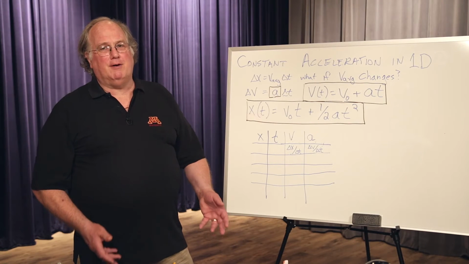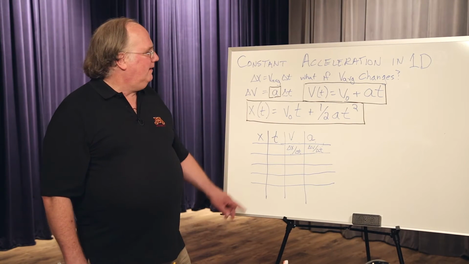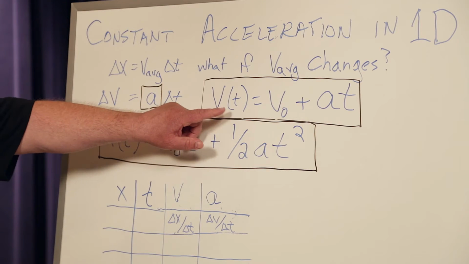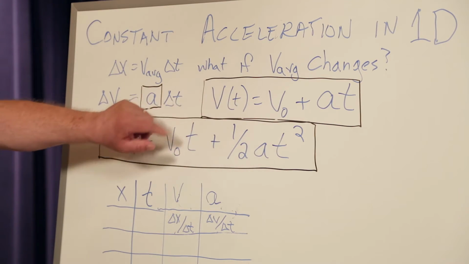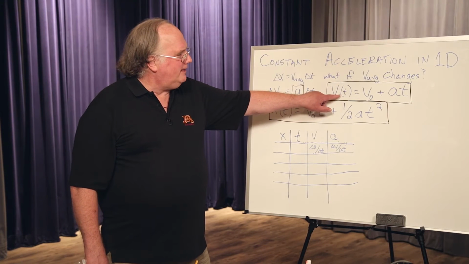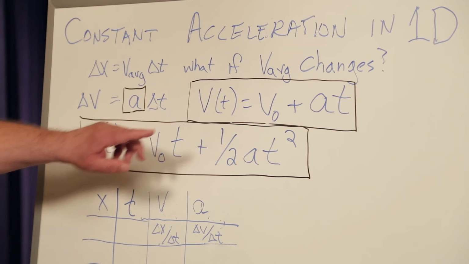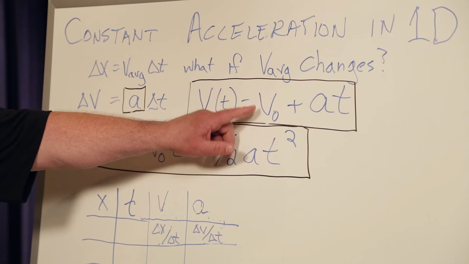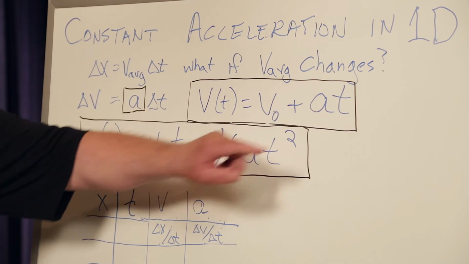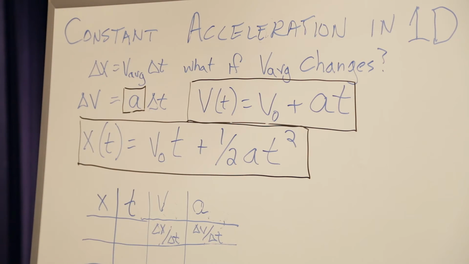If you do have a constant acceleration, then we can take this equation and invert it and get this one. What this equation is telling us is that the velocity at any time is whatever the velocity is at t equals 0, plus the acceleration times the time that's gone by since then.